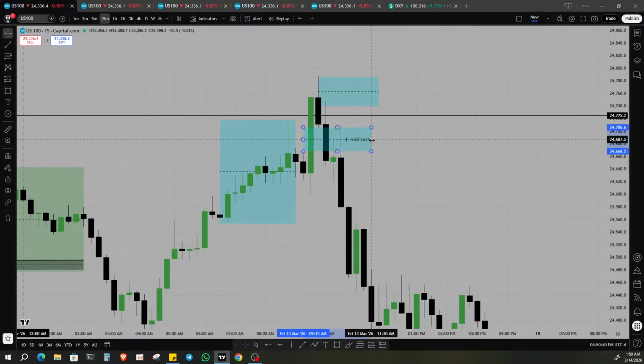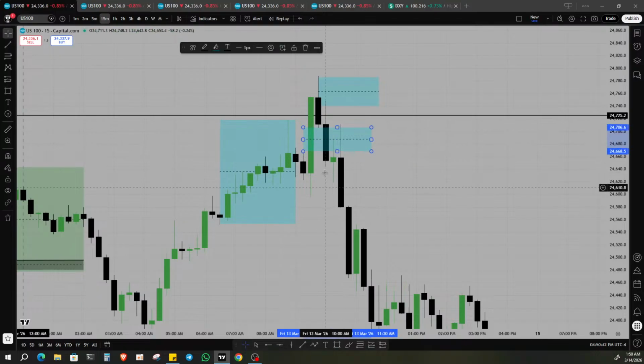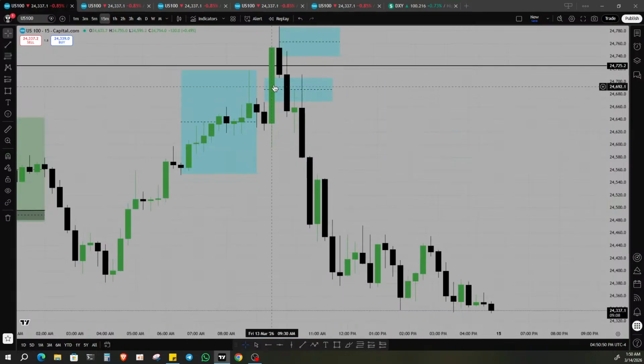Okay, and then this was the 10 a.m. candle which closed below the 50% of this fair value gap, the consequent encroachment. It closed strongly. This is what I say. And then this was the 10:15 candle.